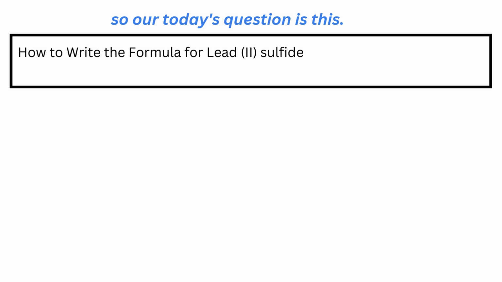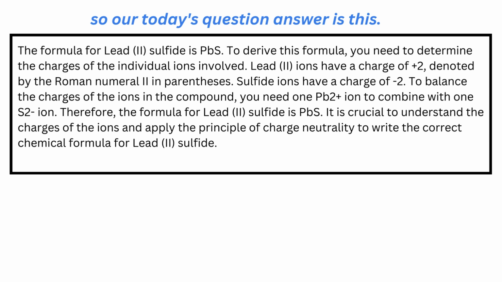How to write the formula for lead(II) sulfide? The correct answer is that the formula for lead(II) sulfide is PbS. To derive this formula, you need to determine the charges of the individual ions involved. Lead(II) ions have a charge of +2, denoted by the Roman numeral II in parentheses. Sulfide ions have a charge of -2.